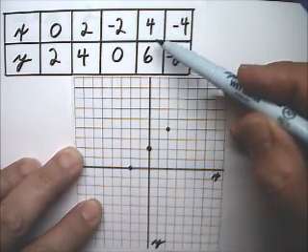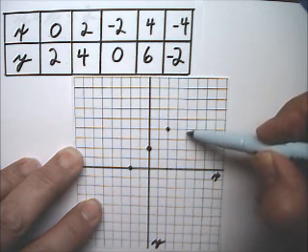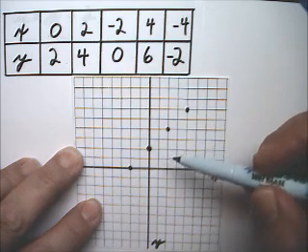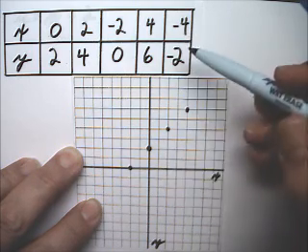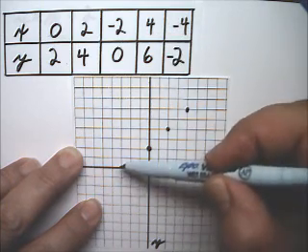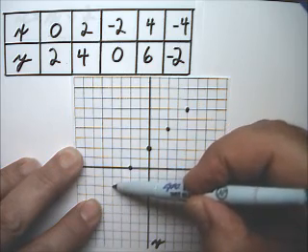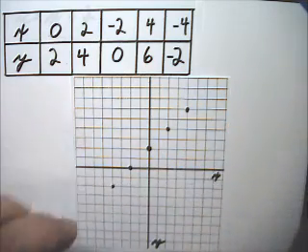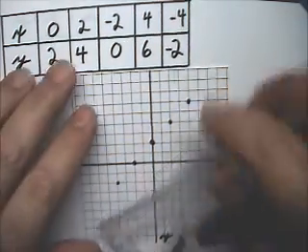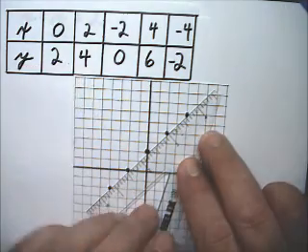I've got the point 4, 6. And 1, 2, 3, 4, 5, 6. And I have the point negative 4, negative 2. Negative 4 is there, and negative 2 is right here. So you can see that my points all line up as they should. And I can draw this line.